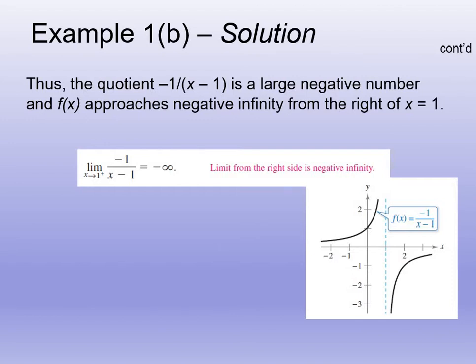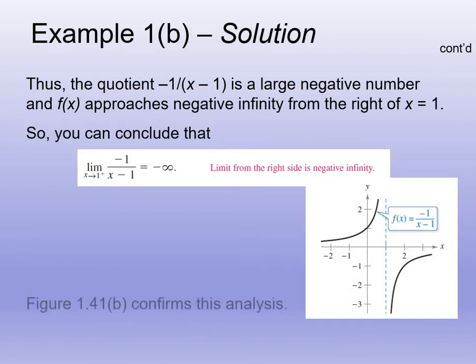So there is not a limit for this problem, but there is a left-hand limit and there is a right-hand limit. Remember, the limits have to agree for the limit to exist. So in this case, there's a left-hand limit, which is infinity. There's a right-hand limit, which is negative infinity. There's not a limit because the left-hand limit and the right-hand limit don't agree.